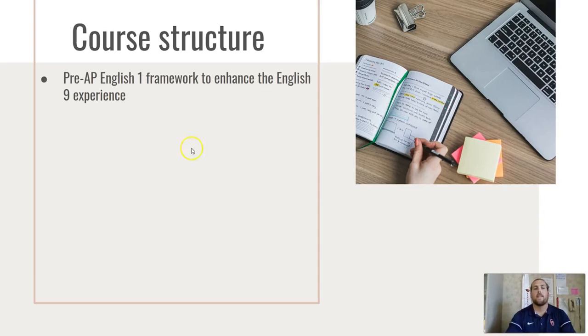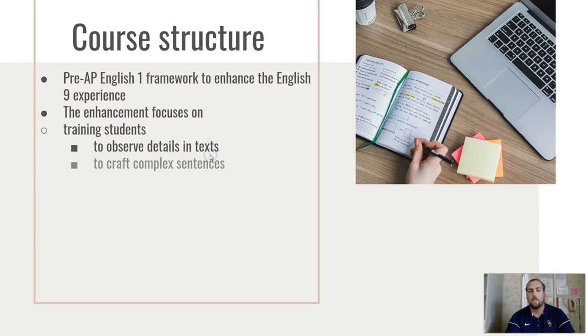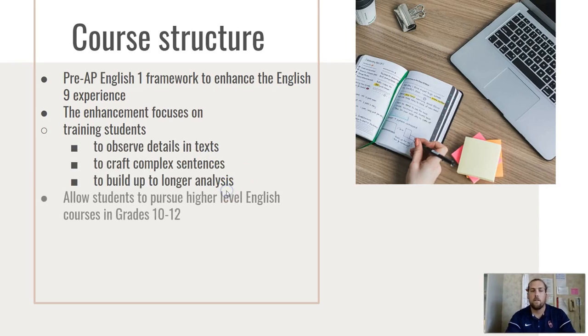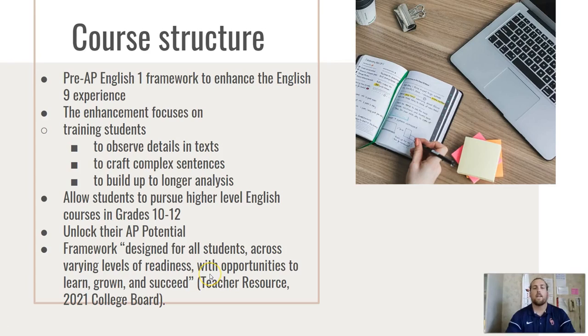The course structure. And again, it is the pre-AP English 1 framework to enhance the English 9 experience. The enhancement focuses on training students to observe details in texts, craft complex sentences, as well as to build up to longer analysis. This allows students to pursue higher level education courses in grades 10 through 12 and hopefully put them on a pathway to take AP Literature or our IB courses. And this is to unlock their AP potential. The framework is designed for all students across varying levels of readiness with opportunities to learn, grow, and succeed.